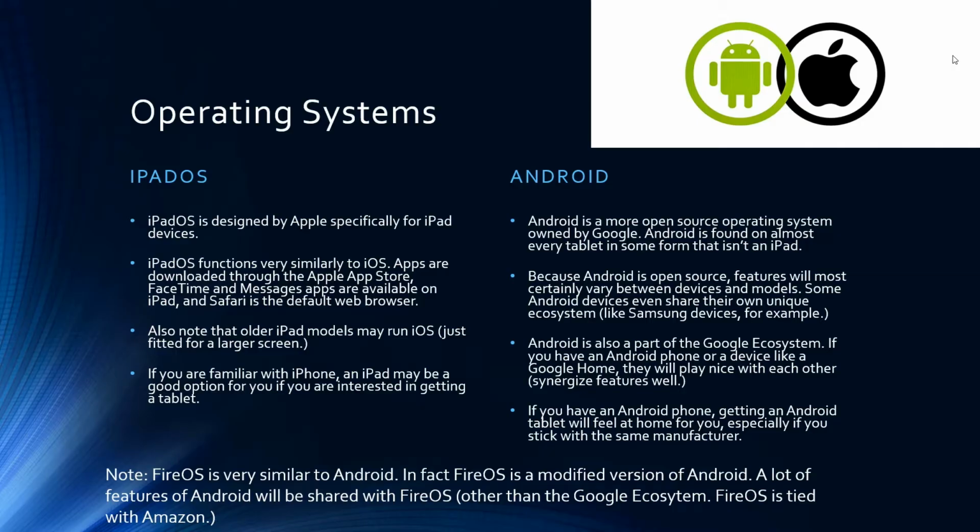Android is also a part of the Google ecosystem. If you have an Android phone, getting an Android tablet will feel at home for you, especially if you stick with the same manufacturer. Note: Fire OS is very similar to Android. In fact, Fire OS is a modified version of Android. A lot of features of Android will be shared with Fire OS, other than the Google ecosystem. Fire OS is tied with Amazon.